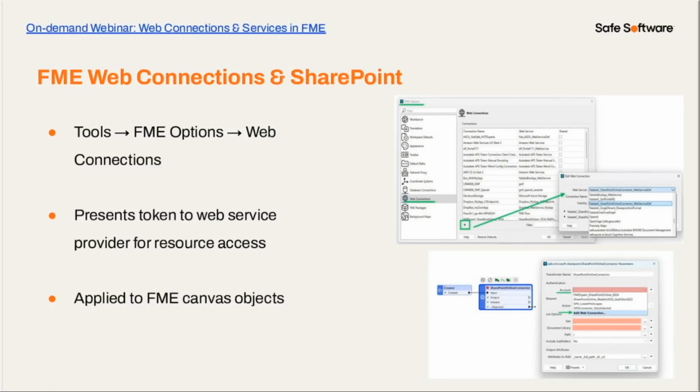And as I mentioned before, an FME web connection is designed to present the acquired access token to the web service provider's resource server so that you can then go and access your SharePoint resources through FME. These FME web connections are the elements that you would be applying to your Canvas objects, like the SharePoint list reader or the SharePoint Online connector, not the web service directly.